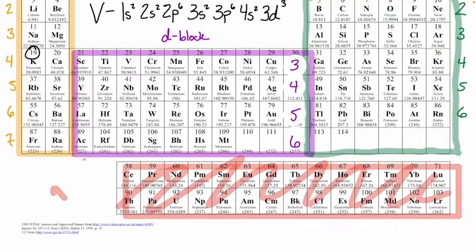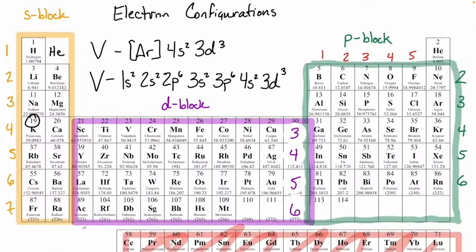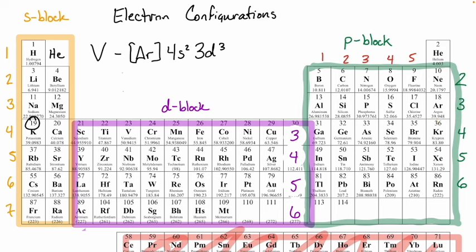All right, so then y'all are going to do one from scratch for me here. I'll put up our periodic table. You're going to give me the electron configuration for the iron 3 ion.